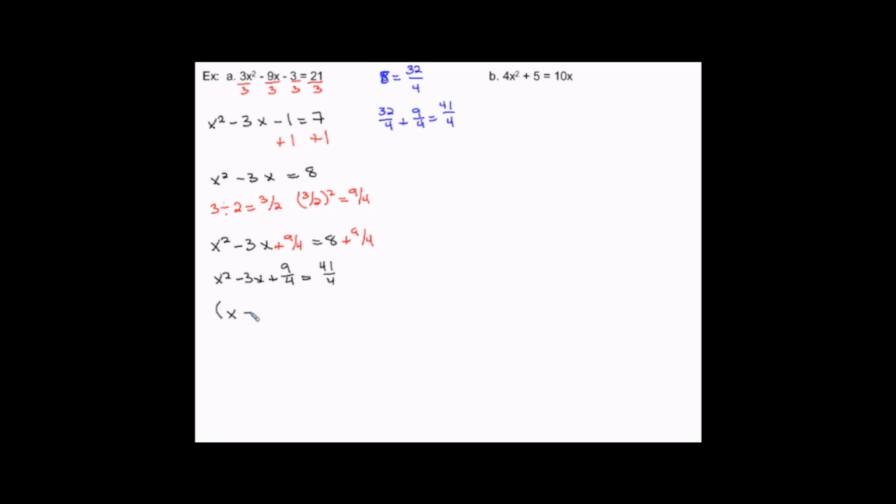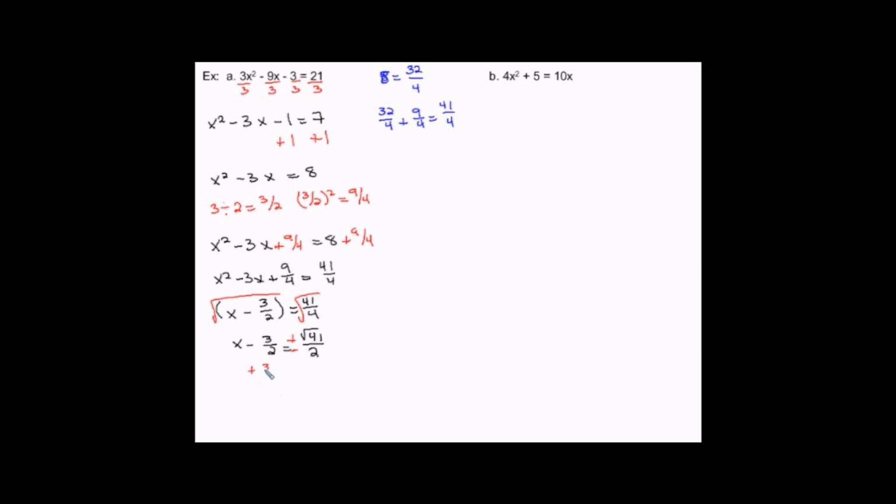Factor my perfect square. This is negative, so this is negative. Take the square root of both sides. This will give me x minus 3 halves is equal to, now recall, take the square root of the top and the square root of the bottom. 4 is a perfect square. 41, however, is not. And don't forget your plus and minus here. So I have x minus 3 halves is equal to plus or minus the square root of 41/2.